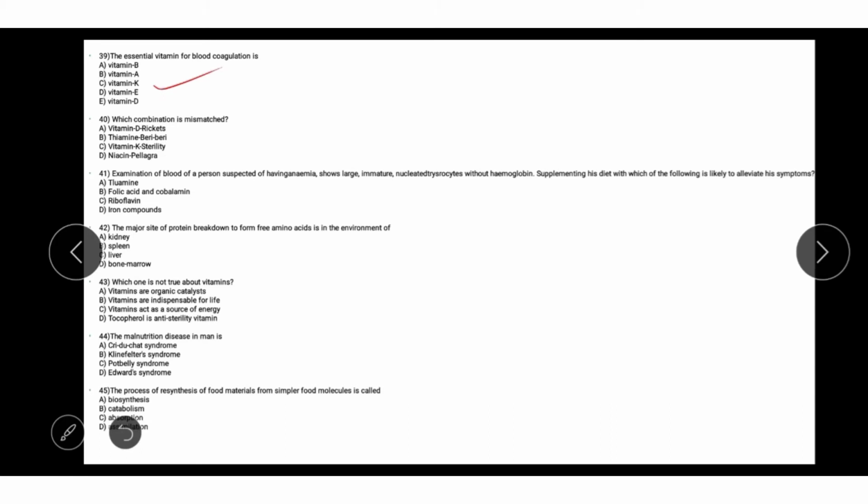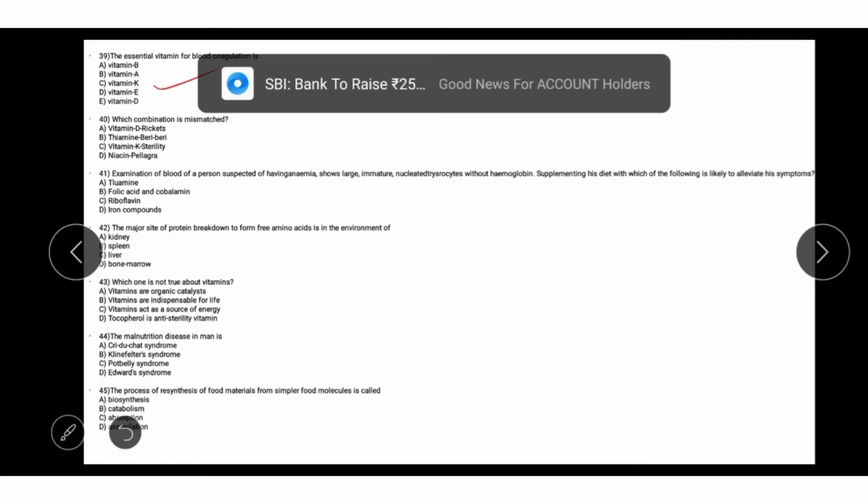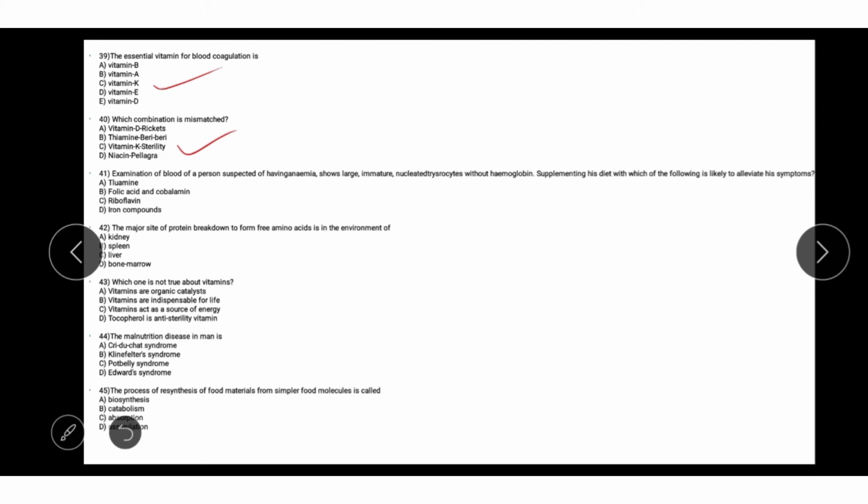Which combination is mismatched? Vitamin D and rickets, it's correct. Thiamine, beriberi, it's correct. Vitamin K and sterility, it's not correct. Examination of blood of a person suspected of having anemia shows large immature nucleated erythrocytes without hemoglobin. Supplementing his diet with what is likely to alleviate his symptoms? Iron compounds.